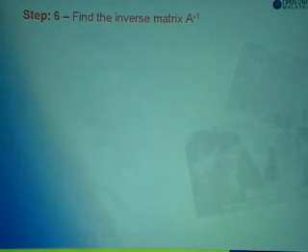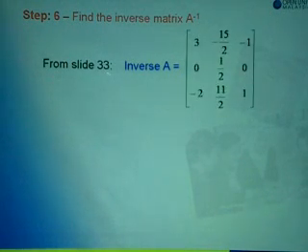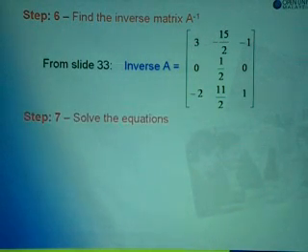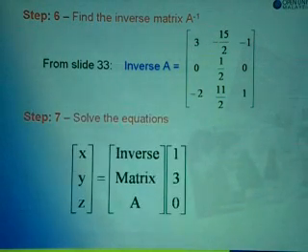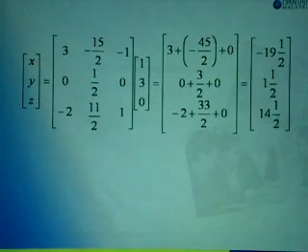Okay? And then step number 6 will be to find the inverse matrix of A, and this we have done earlier. Please refer to slide number 33. The inverse of A is this. So from here, to solve the equation, what we'll do is use the formula x, y, z equals the inverse matrix of A times matrix B, which is 1, 3, 0. So I'm going to show you how to do it.